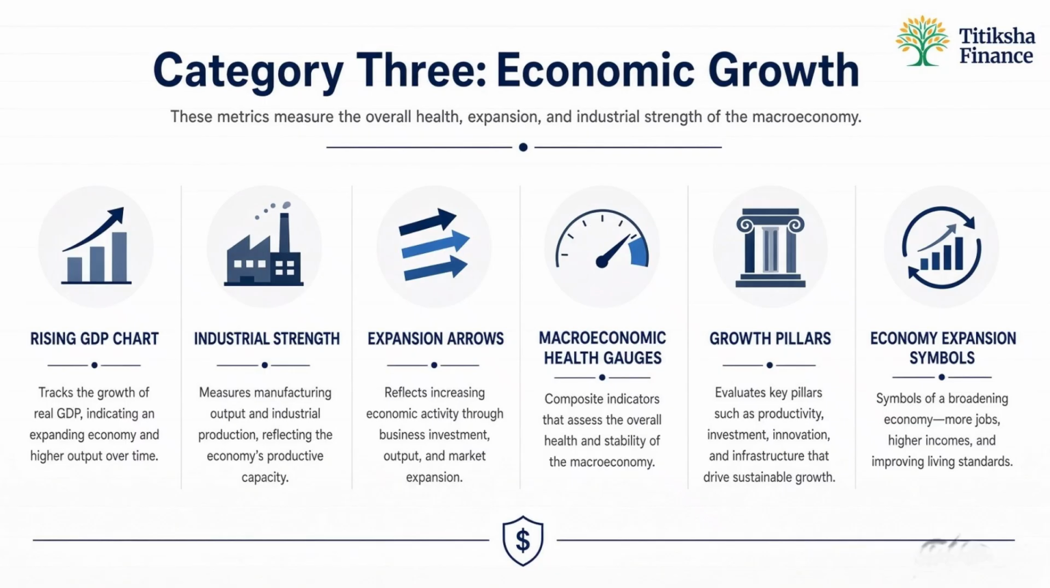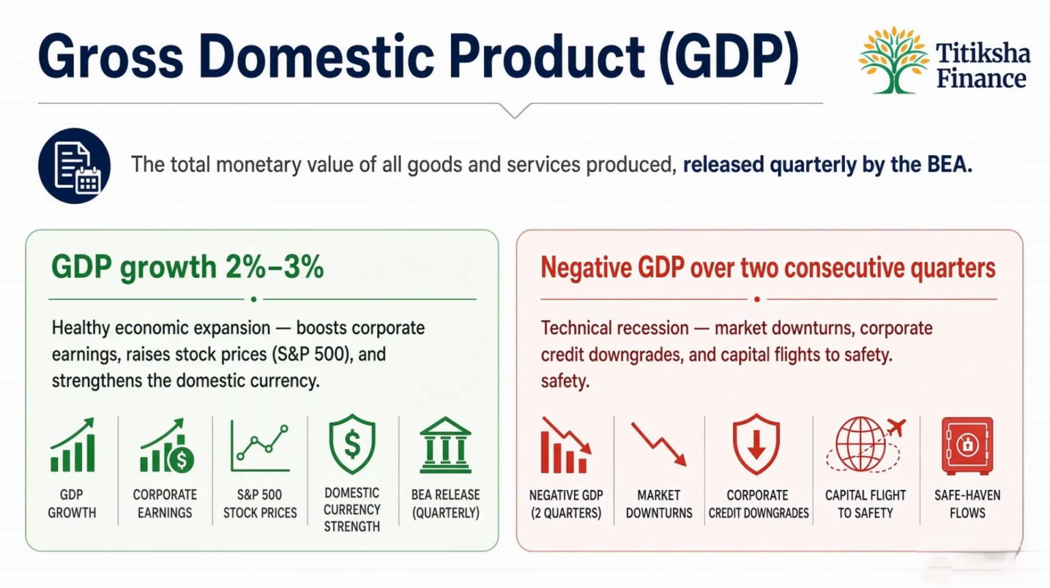Category 3: Economic growth. These metrics measure total health, expansion, and industrial strength, tracking GDP growth, factory output, business investment, and productivity to show how a broadening economy creates jobs, raises incomes, and improves living standards. Let's look at the key data points to track this category of economic growth.